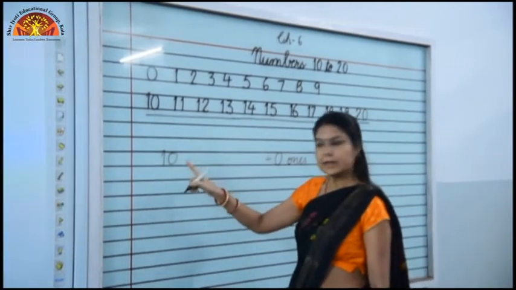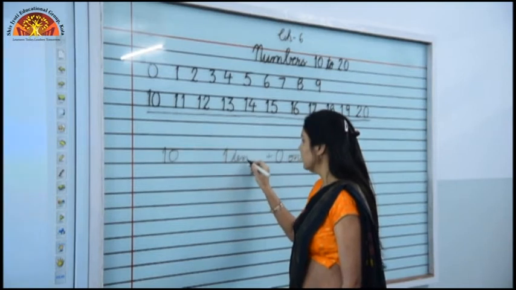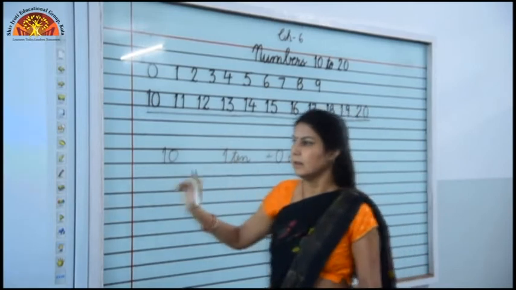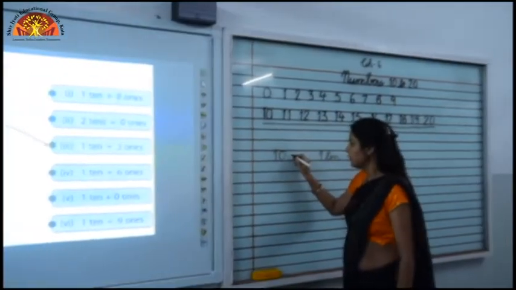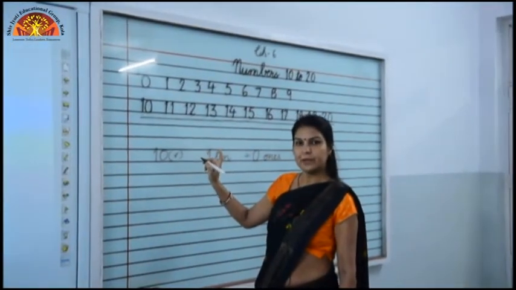And 1 is at tens place. So, we will write 1 at tens place. And we have to find out this number where it is written. It is written at the fifth number. So, we will write fifth number in front of 10. I hope you have understood.